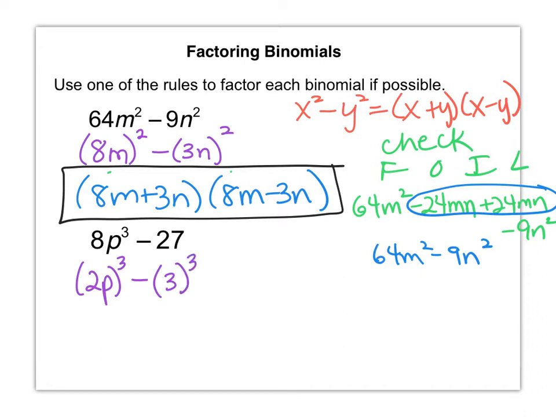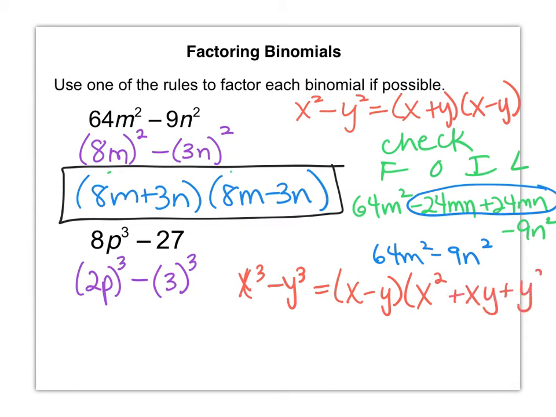Now the basic model equation for the difference of two cubes: if you have x cubed minus y cubed, the first binomial factor is x minus y, and then the trinomial factor is x squared plus xy plus y squared.